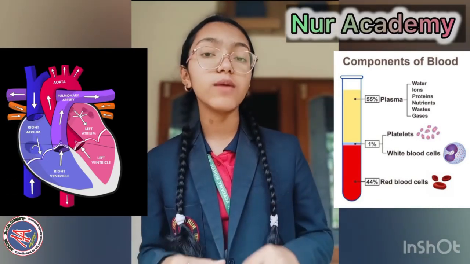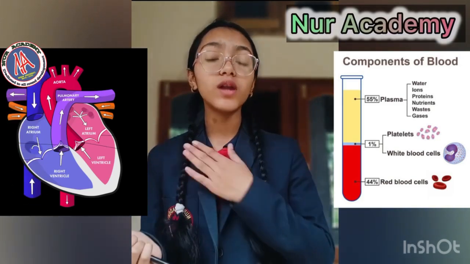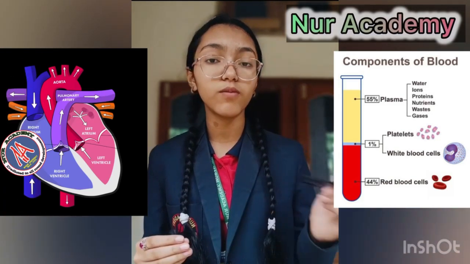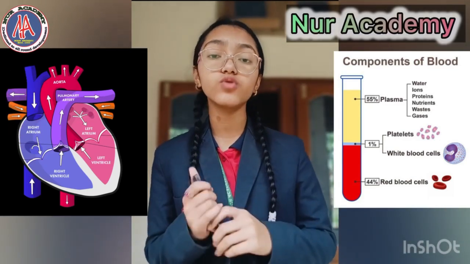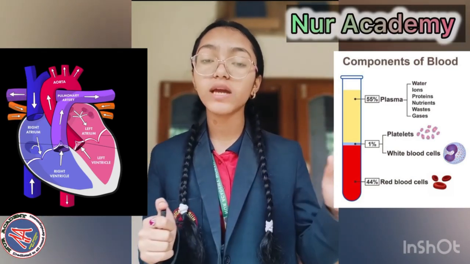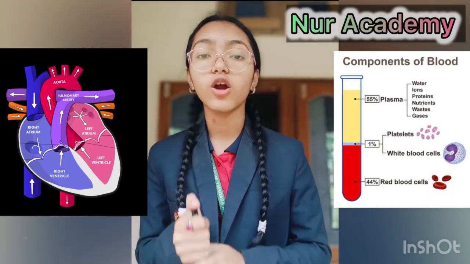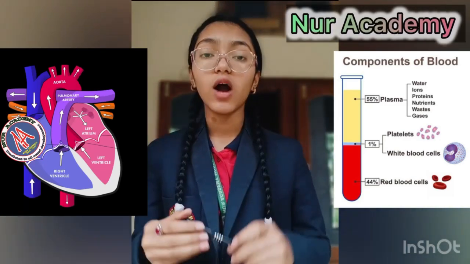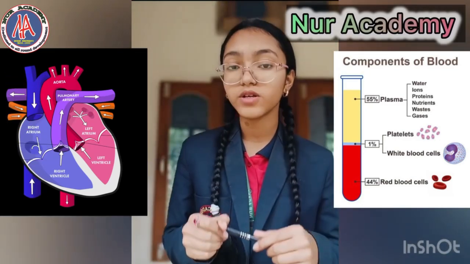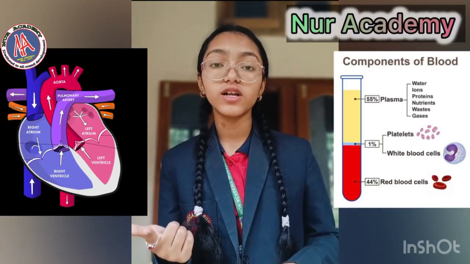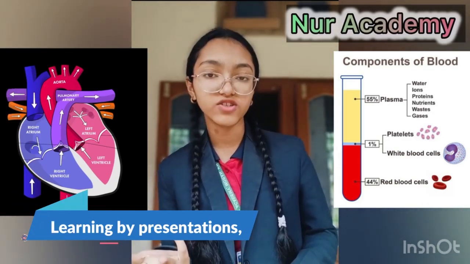Now let me tell you about the heart. So our heart acts as a pump and brings circulation of blood throughout our body. The heart has two halves. The upper two chambers are called auricles and the lower chambers are called ventricles. Our heart has four chambers and they are left auricle, right auricle, left ventricle, right ventricle.